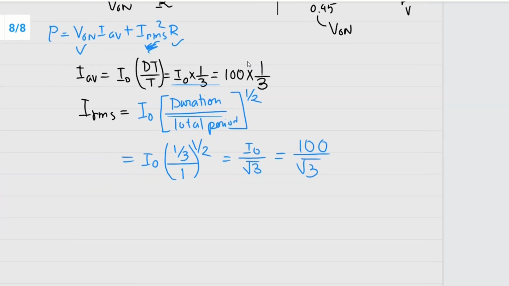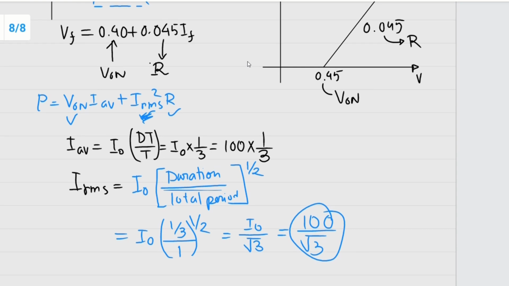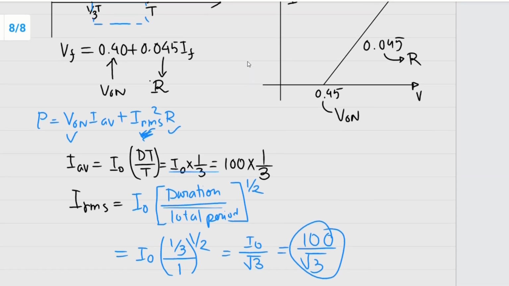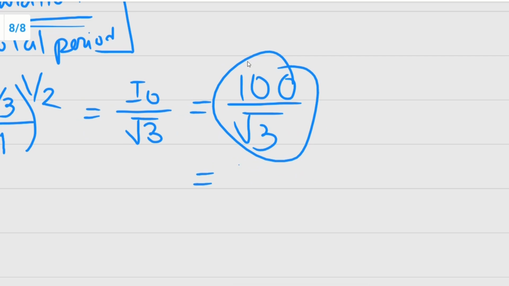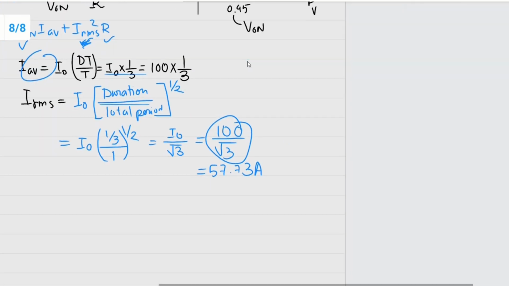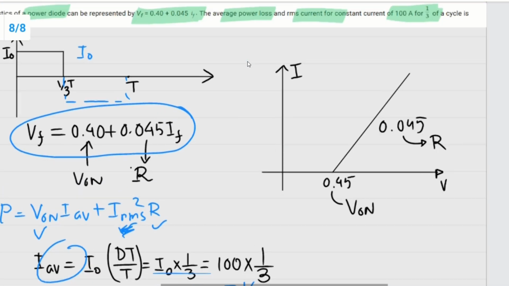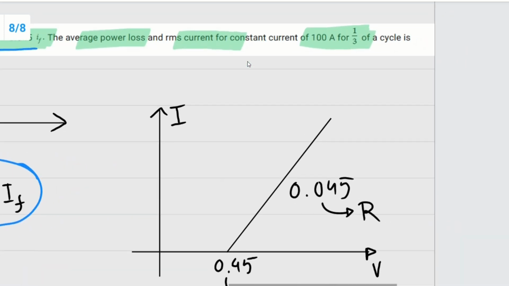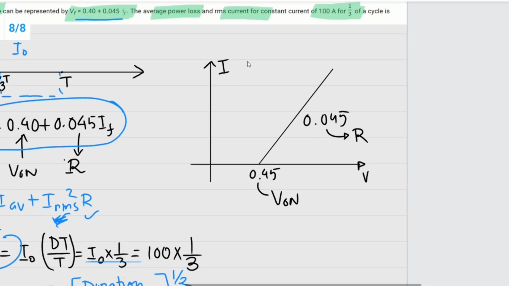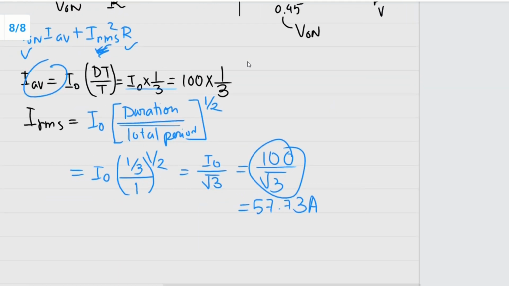By simply putting these RMS and average values into this equation, we can get the average power. The average current is also asked, and it will be 57.73. So this is how this type of question is done. We have to identify the model in which the equations are given, then we have to find the curve and the parameters, and it is also very important to find the I RMS.